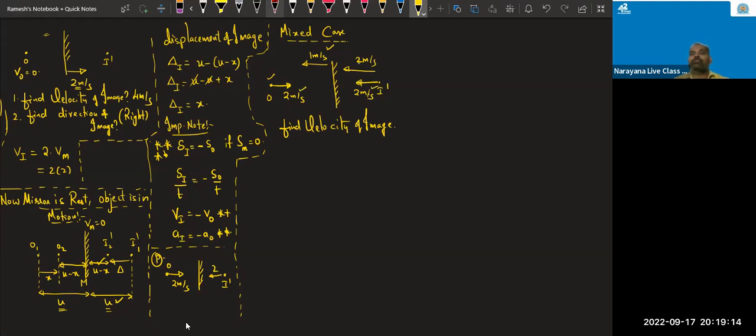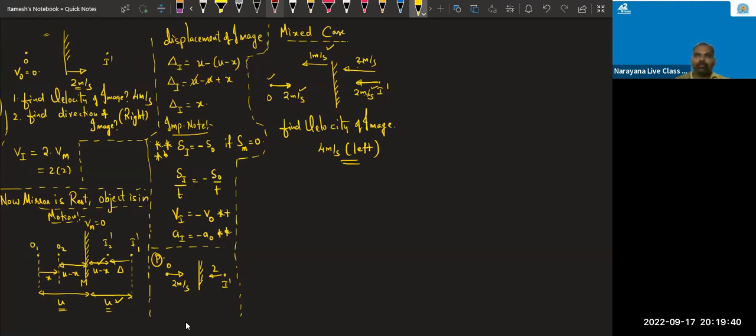2 plus 2, how much? 4, that's it. The velocity of image? Same direction. -4 only. -2, how much? -4. Understood? 2 plus 2, 4. And the image is moving in which direction? Left side only. Understood or not understood, everyone? Okay. Shall I give one problem?